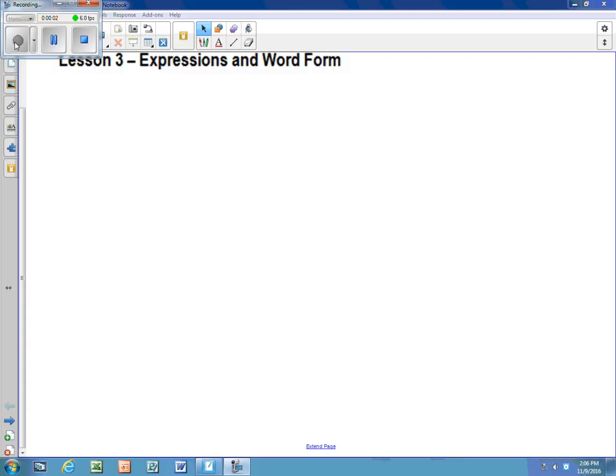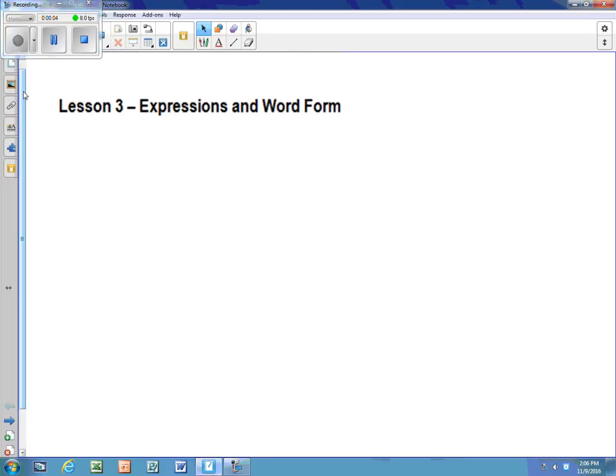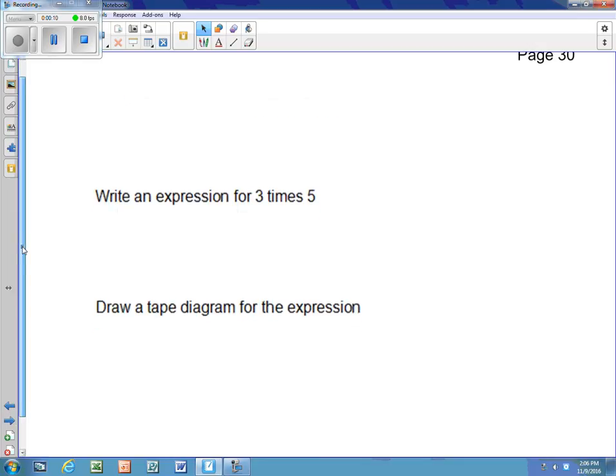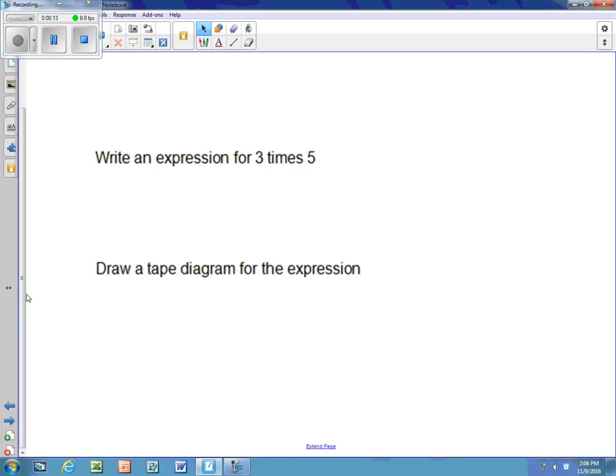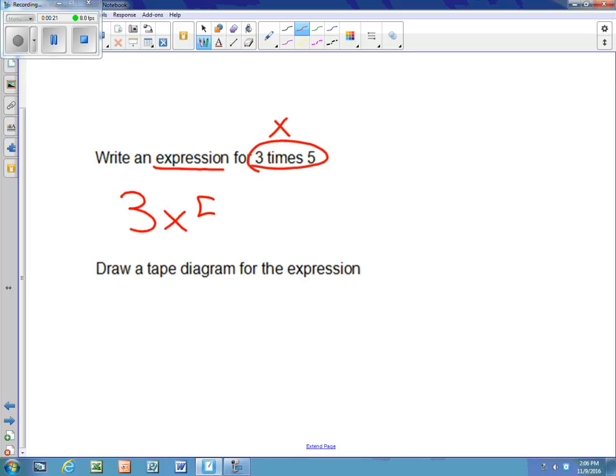This is Module 2, Expressions and Word Forms. So we're dealing with numerical expressions. We're going to start. We have to write an expression of 3 times 5. Times means to multiply. Very simply, we are going to do 3 times 5.